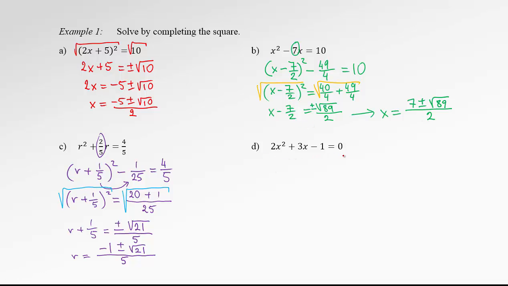Let's see the last example. How this example differs from the previous two. Well, we have leading coefficient 2. Previously, to complete the square, we always kept the leading coefficient 1.